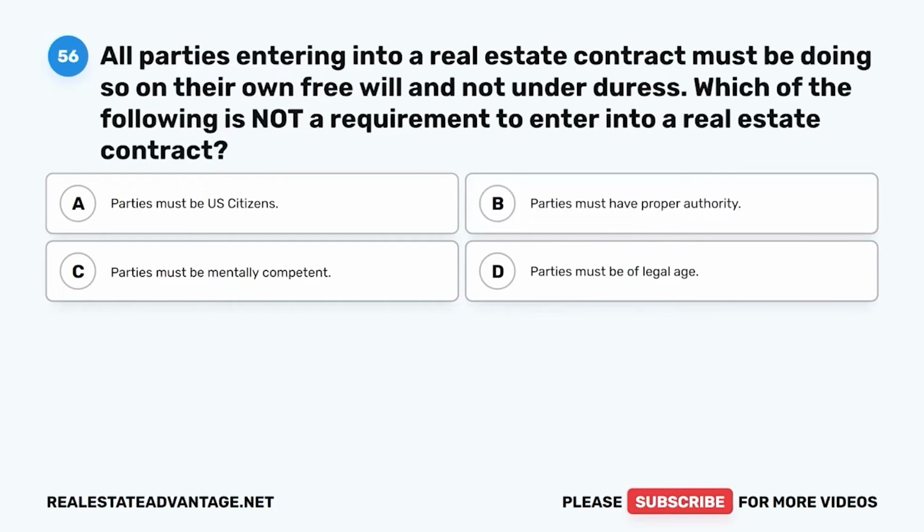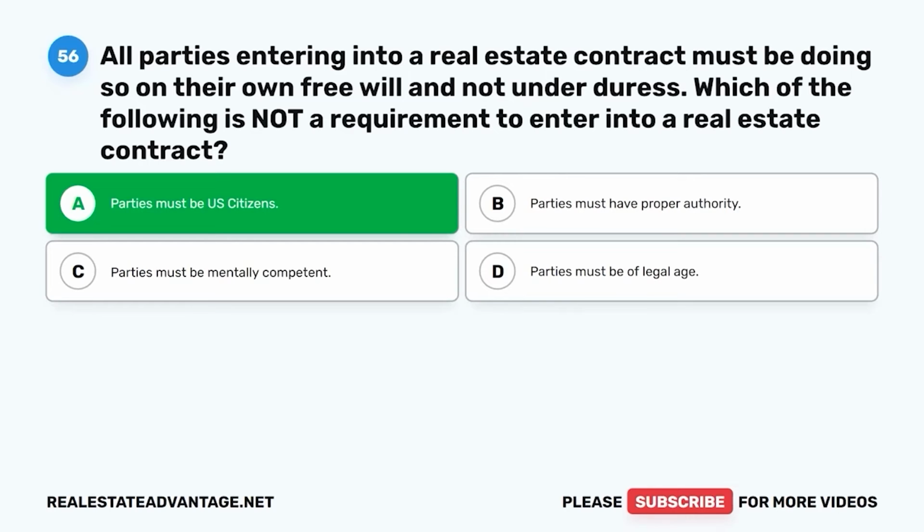Question 56. All parties entering into a real estate contract must be doing so on their own free will and not under duress. Which of the following is not a requirement to enter into a real estate contract? A. Parties must be U.S. citizens. B. Parties must have proper authority. C. Parties must be mentally competent. D. Parties must be of legal age. The correct answer is A. Parties must be U.S. citizens.